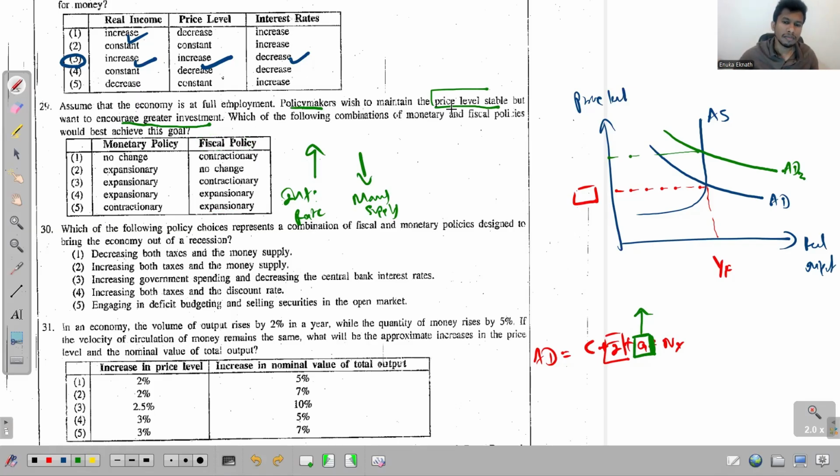So simply, to maintain a low price level, the monetary policy has to be contractionary, and to encourage investments, the fiscal policy needs to be expansionary. So the answer is the 5th one.